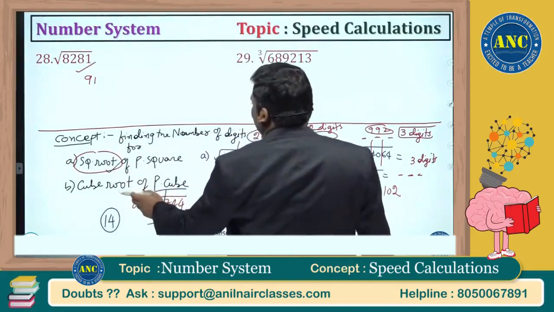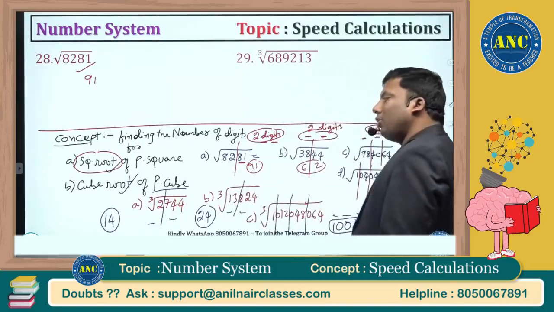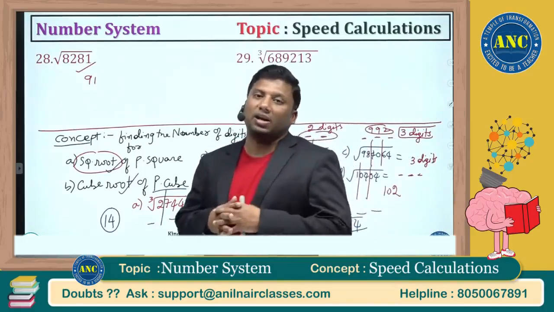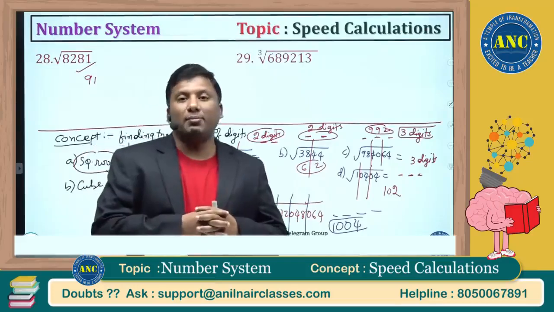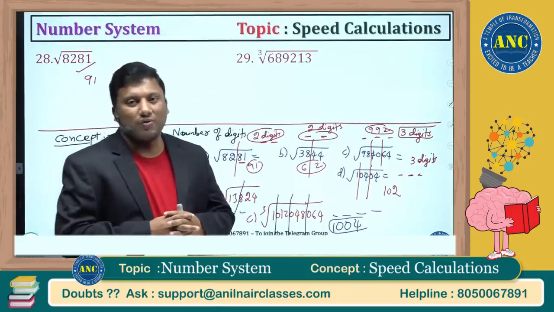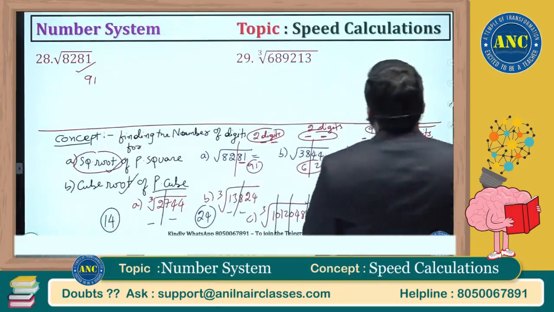That is how to find the number of digits for the square root of a perfect square and the cube root of a perfect cube. If it is a non-perfect square, it will give an approximate value. Approximate values can be truncated, so you might not be able to say the exact value. The same is the case for a non-perfect cube.